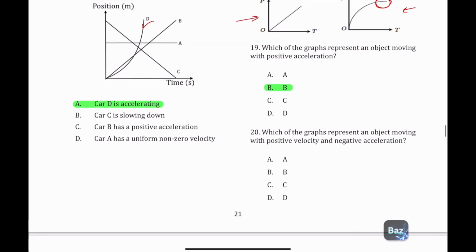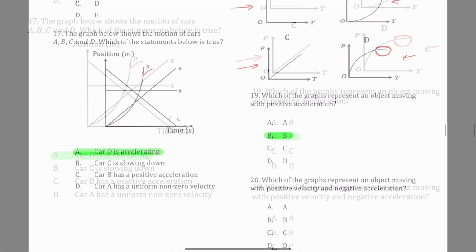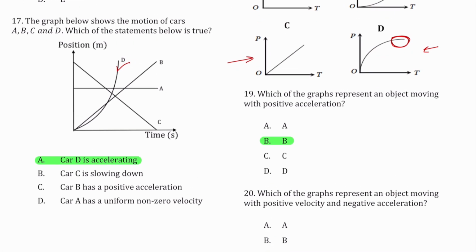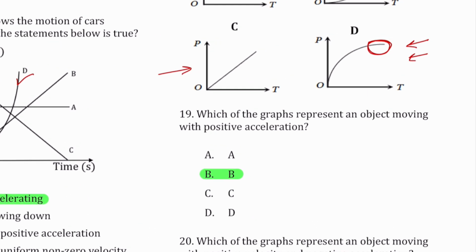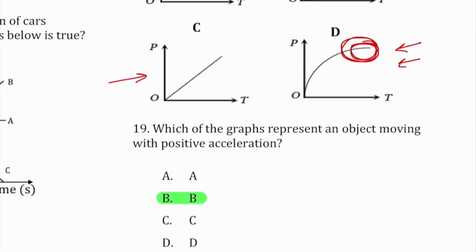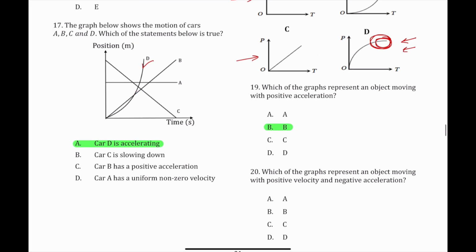20. Which of the graphs represent an object moving with positive velocity and negative acceleration? Positive velocity and negative acceleration, as I told you here, it's D because eventually the object will stay at rest, not moving. D.